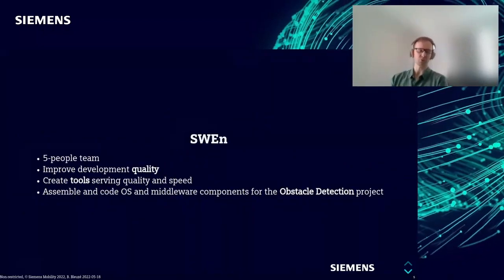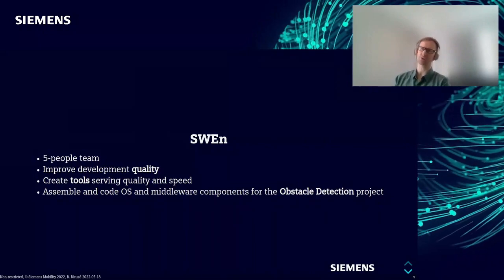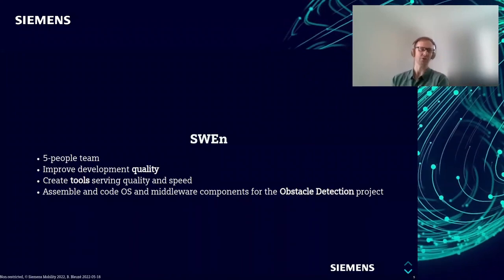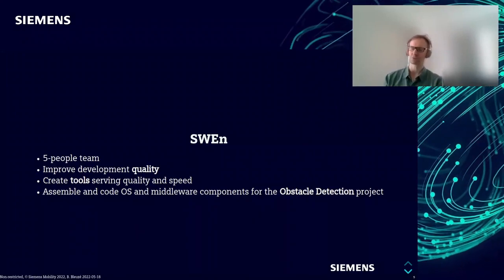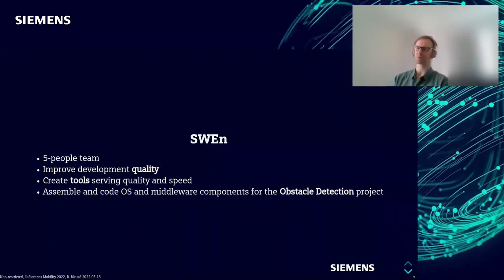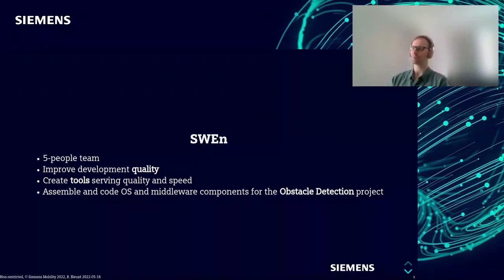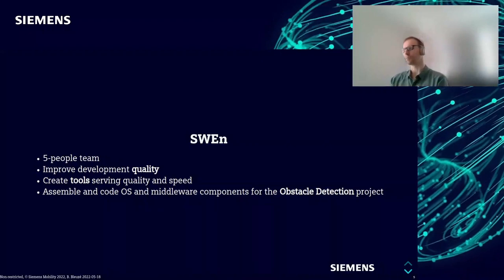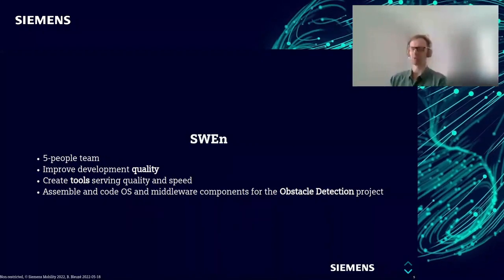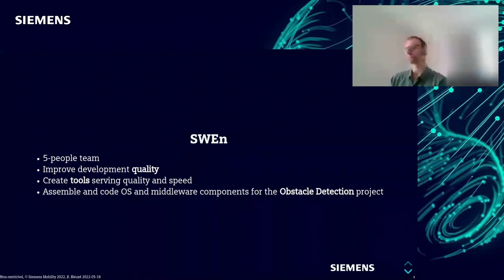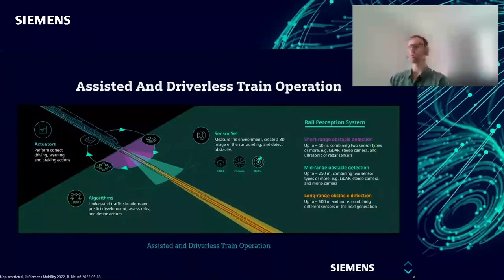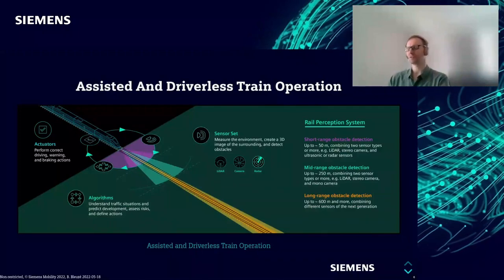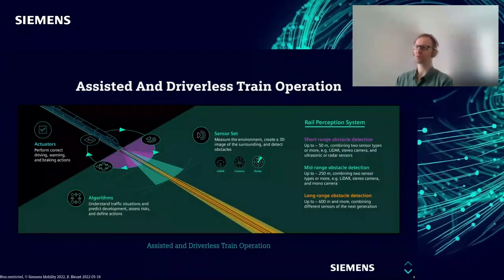Our main goal is to improve development quality and create tools to serve quality and speed, so to make the life of developers easier, right? It's not because you want to improve quality that their life must become miserable. And the third thing that team does is assemble and code, I'd say, OS and middleware components that are helping this obstacle detection project. It's quite a large project. I'd say the obstacle detection alone has 70 people working on it.